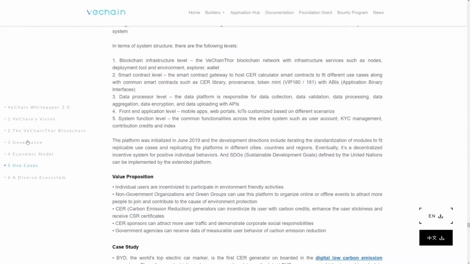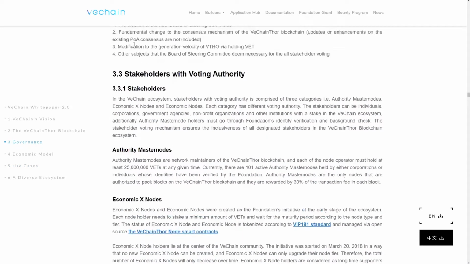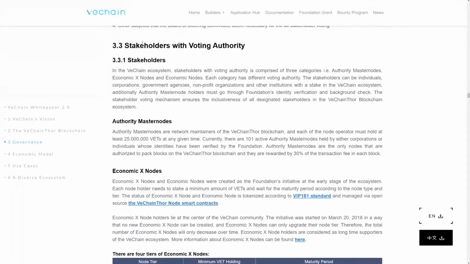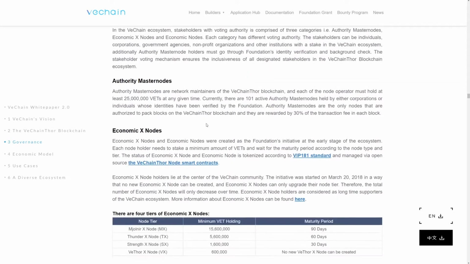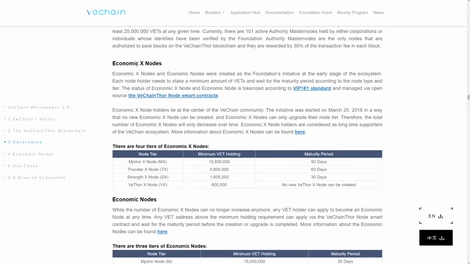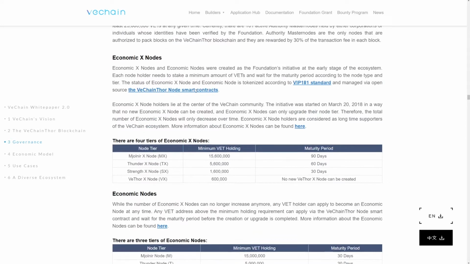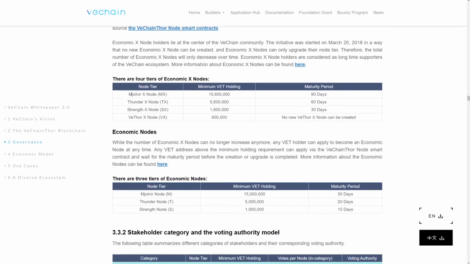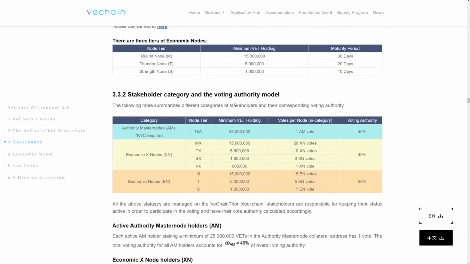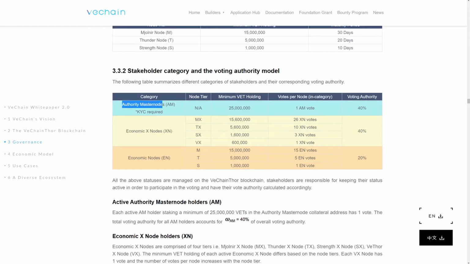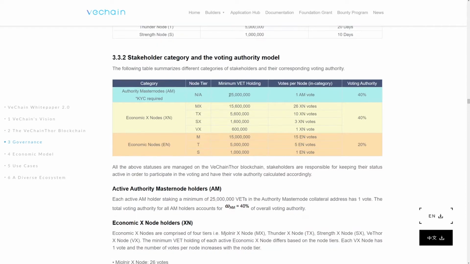If we jump back into the white paper, we can see here in the governance section they have stakeholders with voting authority. They are authority master nodes and also economic X nodes. It's all quite complicated, but basically you have all kinds of different tiers of those governing nodes, which each has a minimum VET, which is the VeChain token, which has to be staked in order to be in this node tier. And for example, if you want to have the biggest authority master nodes, you have to stake 25 million tokens. So pretty substantial amount.